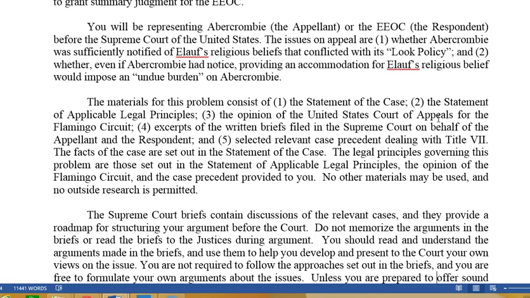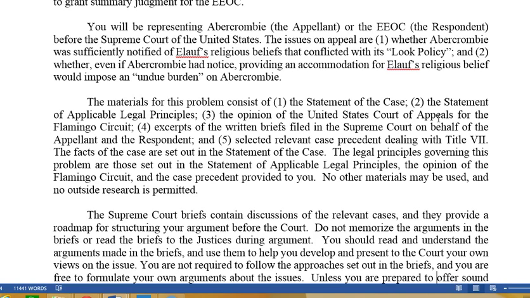So if they side with Abercrombie, the opposite side is going to argue, here are the negative things that could come. If they side with Elauf, basically Abercrombie is arguing, here are the other negative things. You're combining reasoning and logic with past court precedent, meaning decisions, to support your argument.